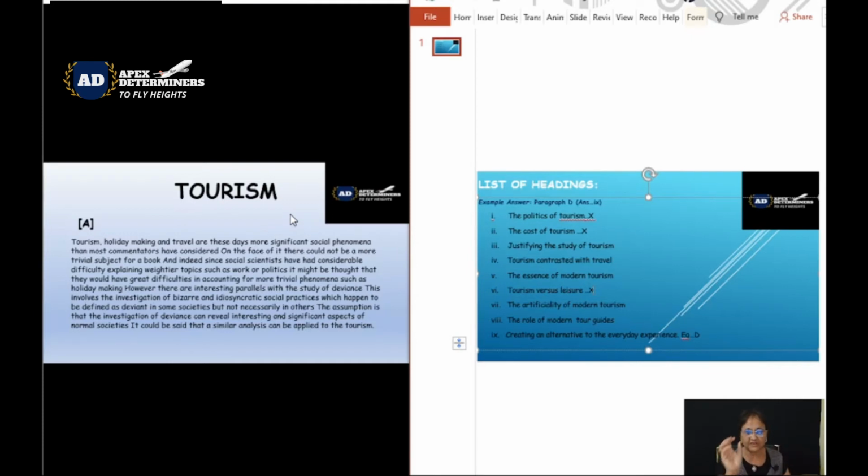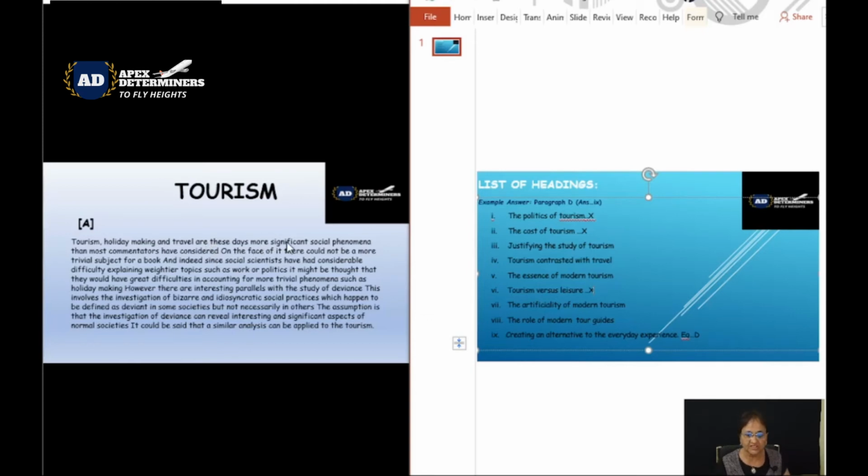It's going to give us the meaning of tourism. It's going to give us the significance of tourism. It's going to tell us the importance of tourism. So holiday making is tourism and travel is tourism these days. Which are more significant? What is significant? Tourism. Social phenomena. Social phenomena means people of today, the society, enjoy tourism. And most commentators have considered we will not take that into consideration.